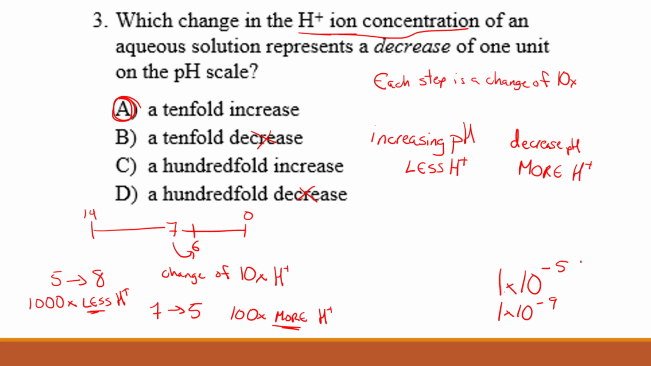It would never ask about the OH minus concentration, because we're talking about pH. There is a thing called pOH, where it's basically the same idea but with OHs instead of H's, but that's not a thing that we are going to look at. So they're not going to ask you about the OH minus concentration.